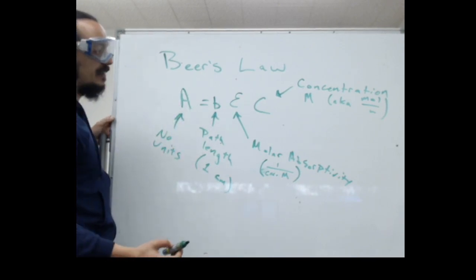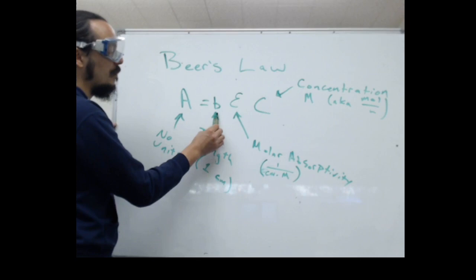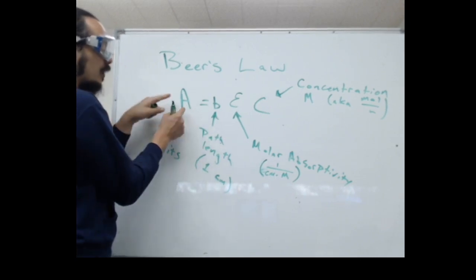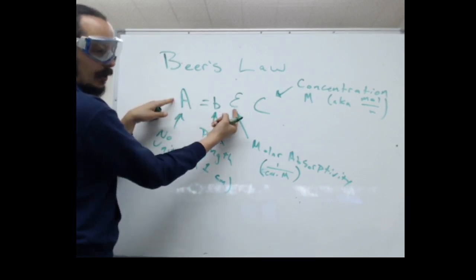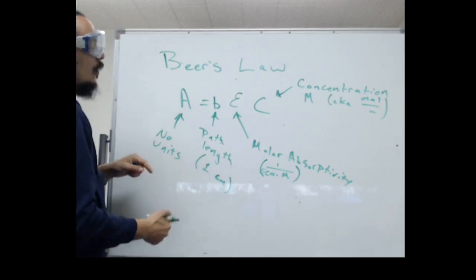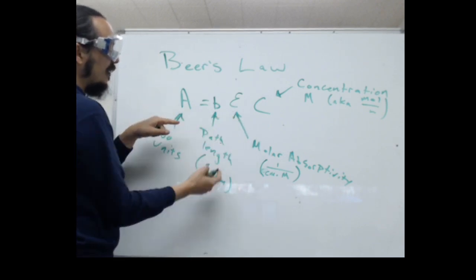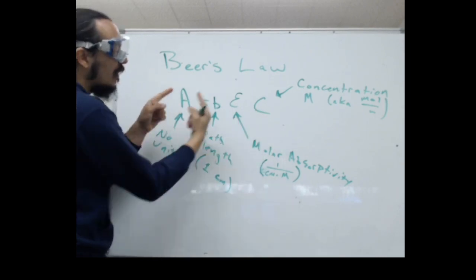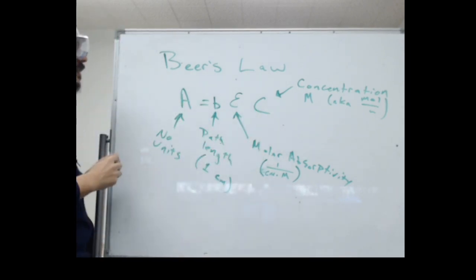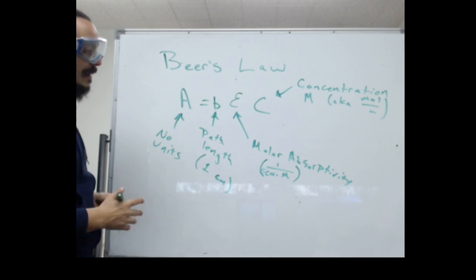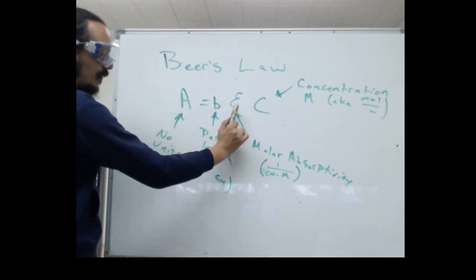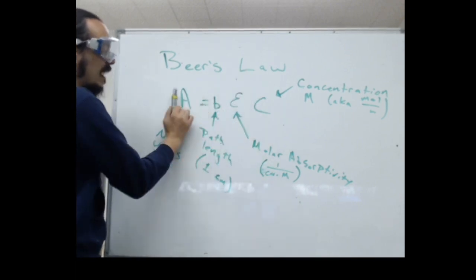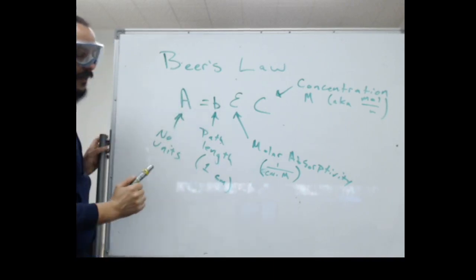So we can run into situations where we know the concentration and the path length, and then we can measure the absorbance to understand the molar absorptivity, or we could know the path length and the molar absorptivity, and measure the absorbance to understand the concentration. There's a lot of different ways we can use this equation, but it's almost always going to come down to knowing 2 parameters, measuring the third, and solving for the fourth.